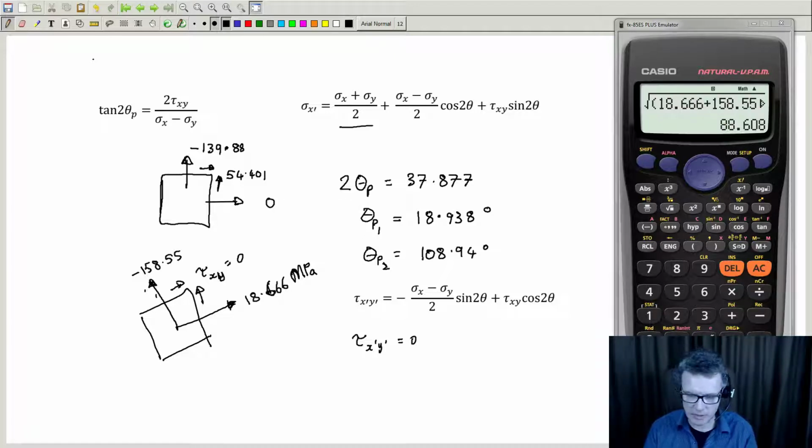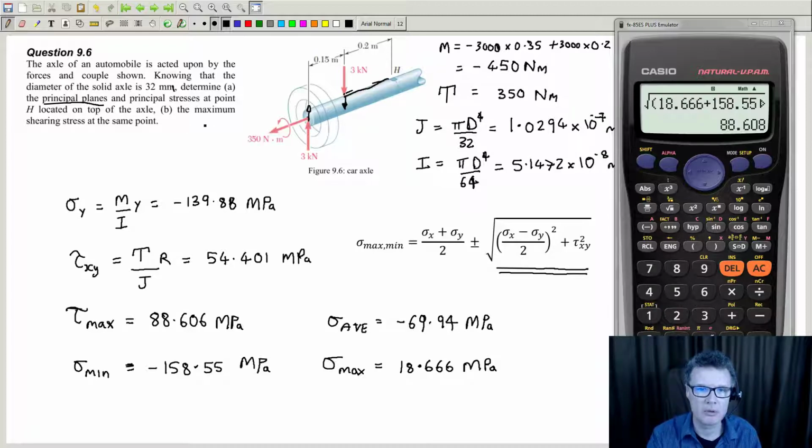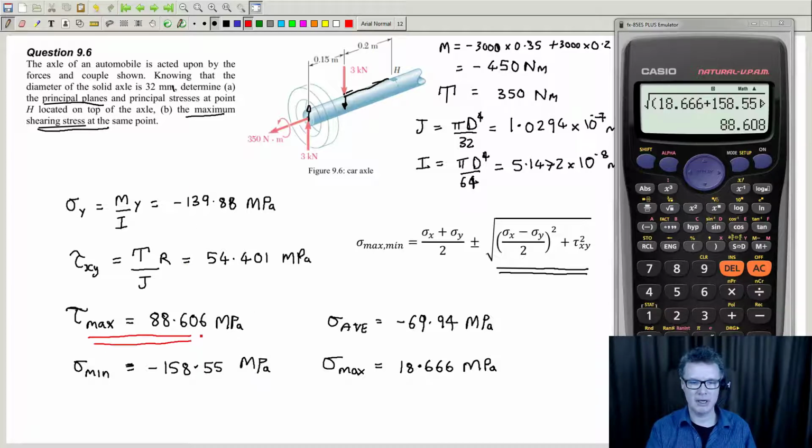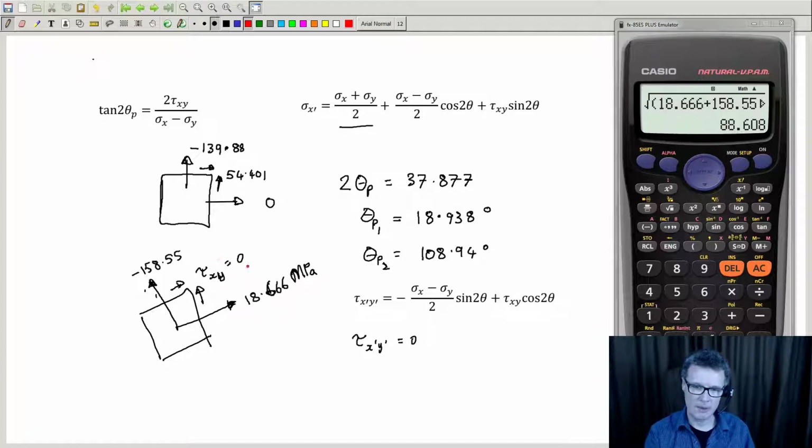It's just I'm misreading the question a bit, so I just want to highlight the last bit of the question, which was the maximum shearing stress at the same point, and we've already found that result. So that's the 88.6 megapascals. But we can represent this shear state like this.